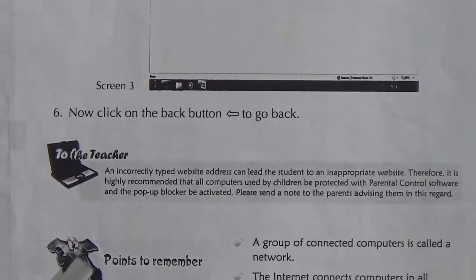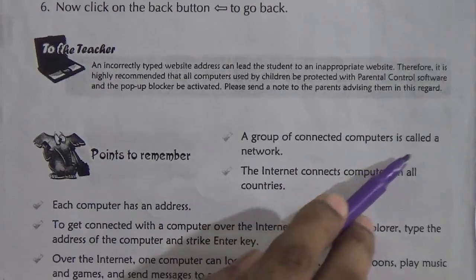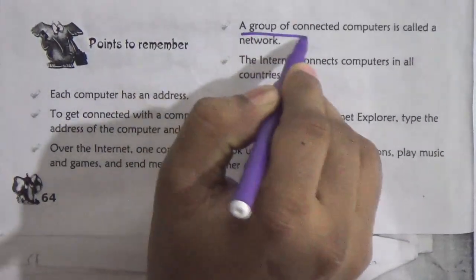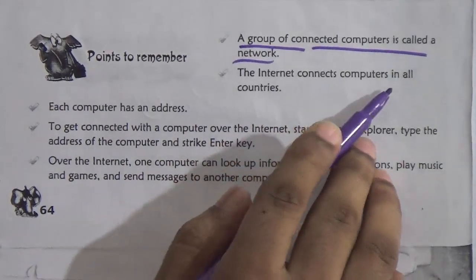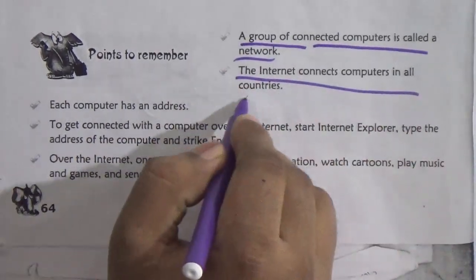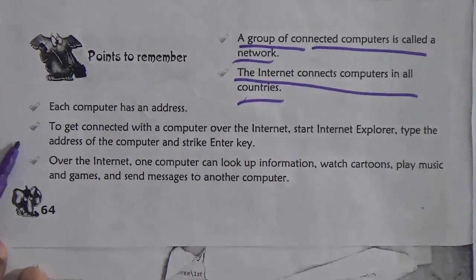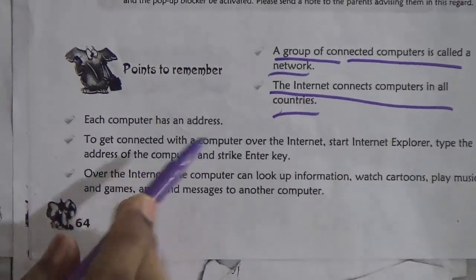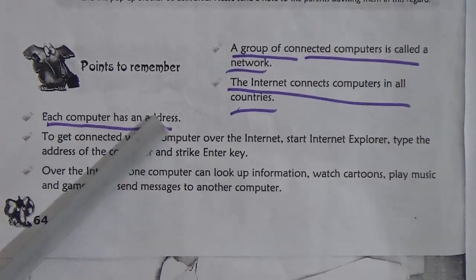So last one, very important points to remember. A group of connected computers is called a network. Very, very important for your exam. The internet connects computers in all countries. Which connects all computers in all countries? Internet. Next one, each computer has an address.